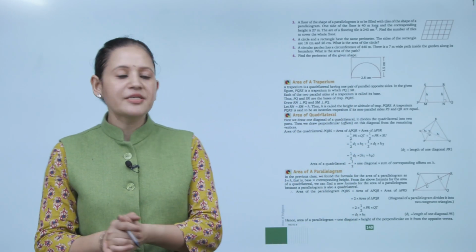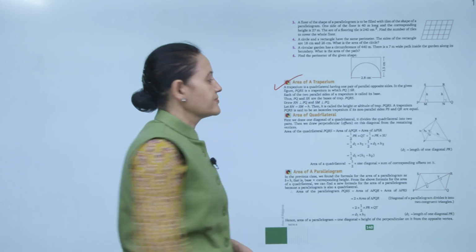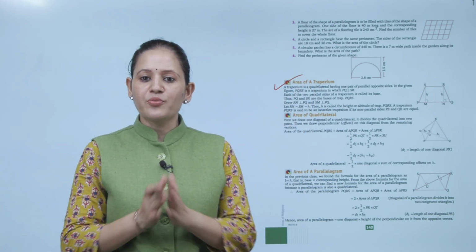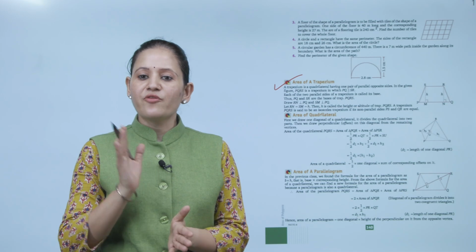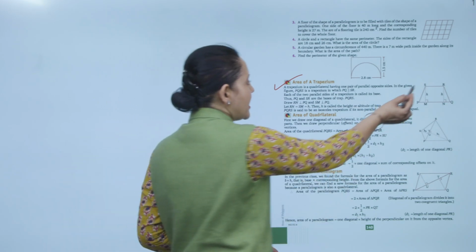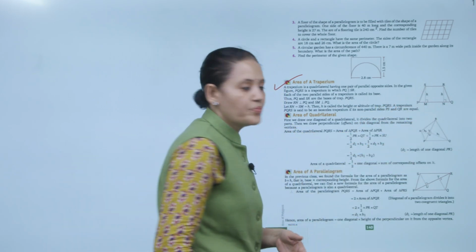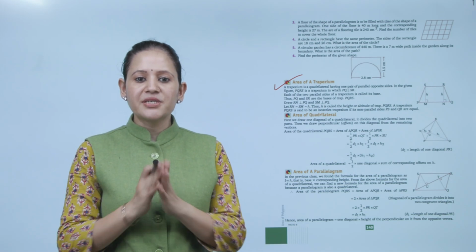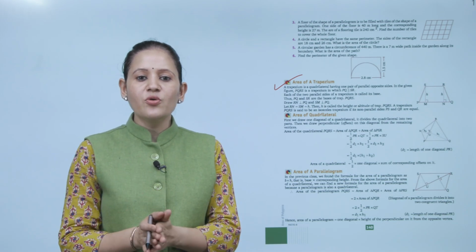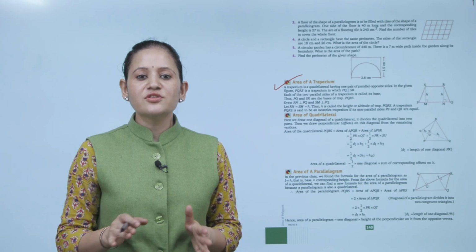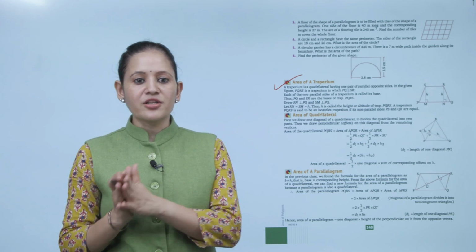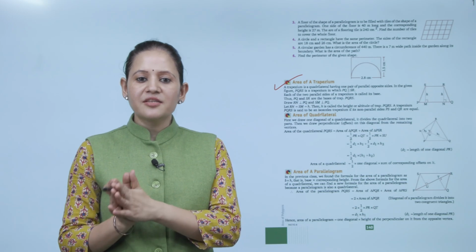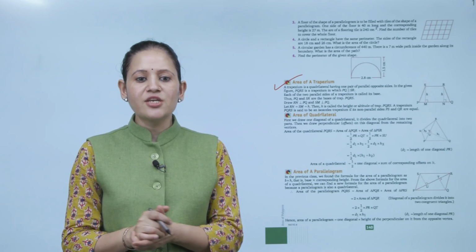Next is area of a trapezium. A trapezium is a quadrilateral having one pair of parallel opposite sides. Trapezium में क्या होगा, one pair of sides parallel होंगी, means SR is parallel to PQ. Clear? In the given figure, PQRS is a trapezium in which PQ is parallel to SR. Each of the two parallel sides of the trapezium is called a base. Thus, PQ and SR are the bases of trapezium PQRS.